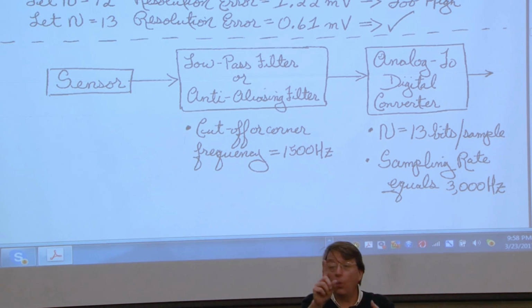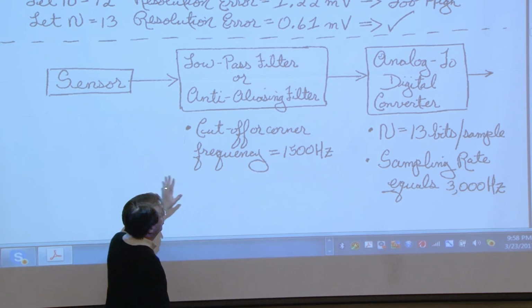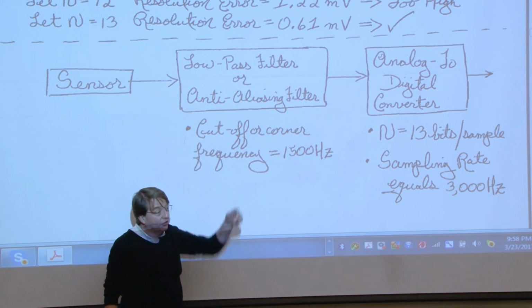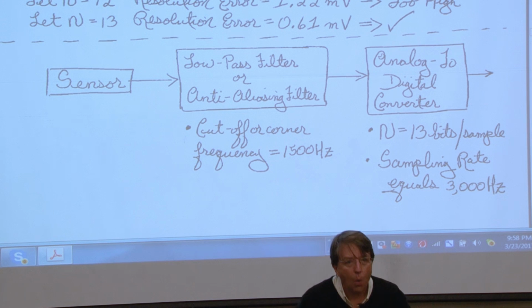Don't just connect them together. Why? Anyone? Let me ask you this question. Suppose I were to remove this middle block and just connect the sensor to the A to D converter. That would be a bad design. Why?